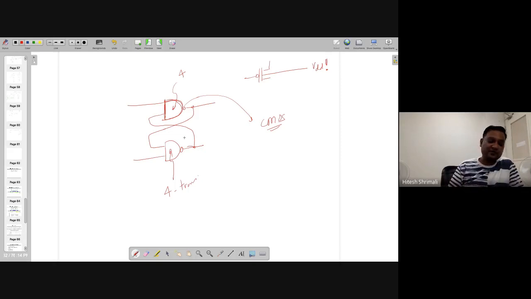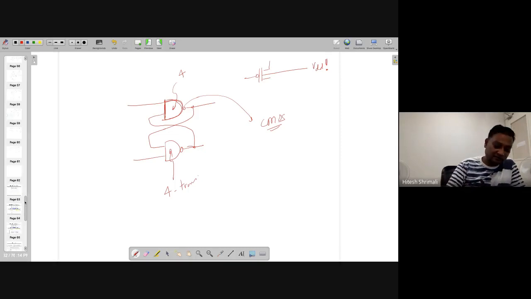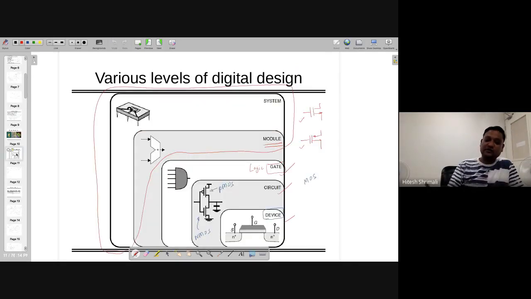If you remember, we already talked about that. So what I mean to say is this one. If you are at system, if you go inside, there is a module. If you go inside, there is a gate. Inside gate, there is circuit, and circuit will be at the device level. Generally, we don't have this one because we are going to have the mathematical equation for this one. We don't do this one.